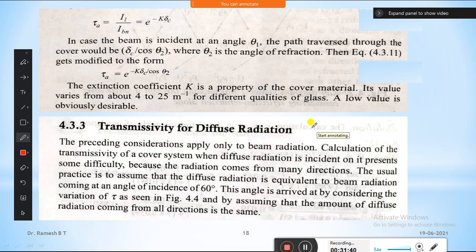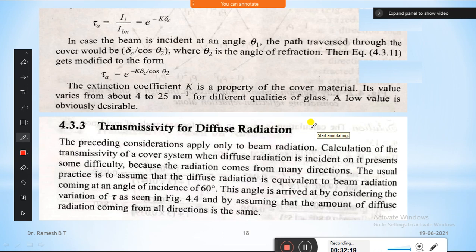For the calculation of transmittivity of the cover, the diffused radiation incident on it is very difficult to consider, because radiation comes from many directions. This diffused radiation does not come from one single particular angle. It may come from 0 degree, 10 degree, 20 degree, 40 degree, whatever. It comes from different angles, so it is very difficult to predict. As usual practice, it is assumed that diffused radiation is equivalent to beam radiation coming at an angle of incidence of 60 degree.